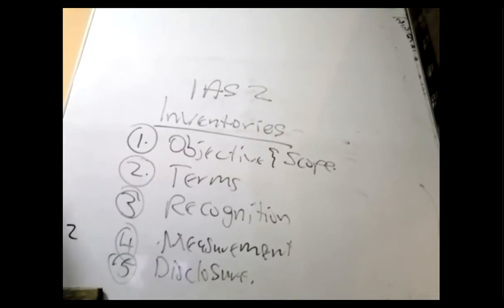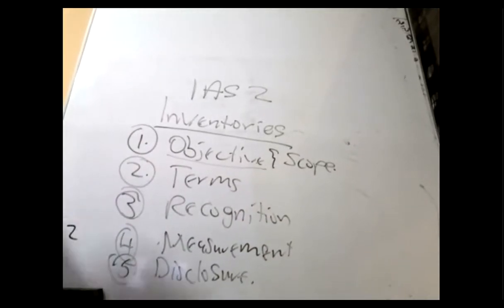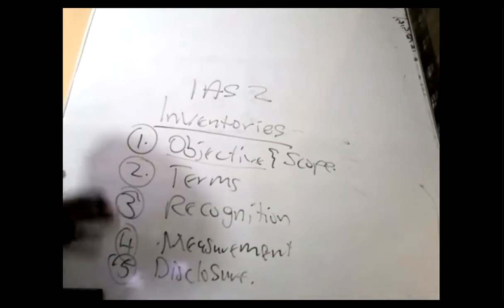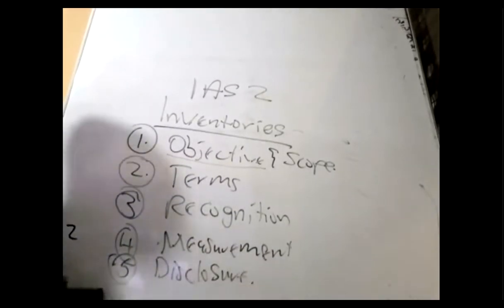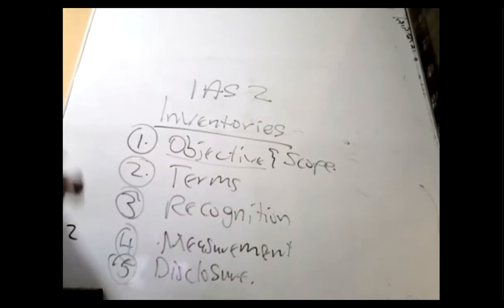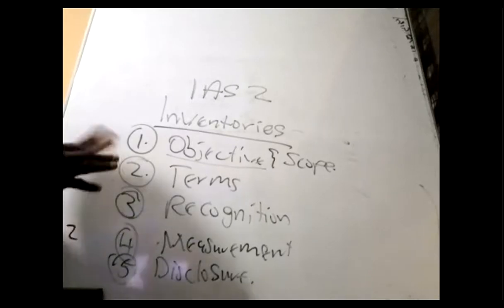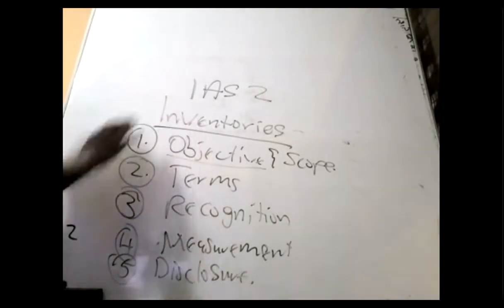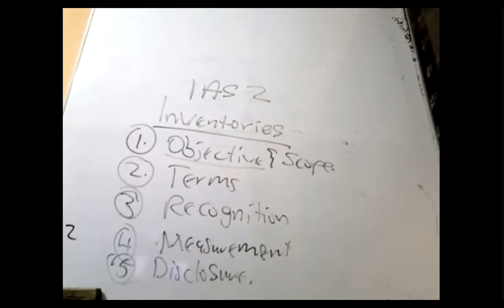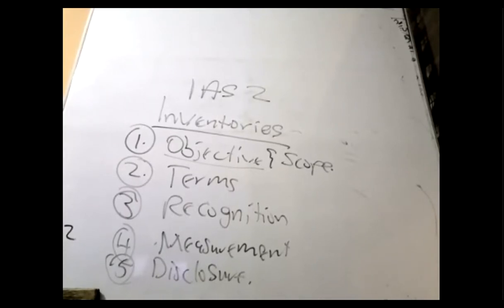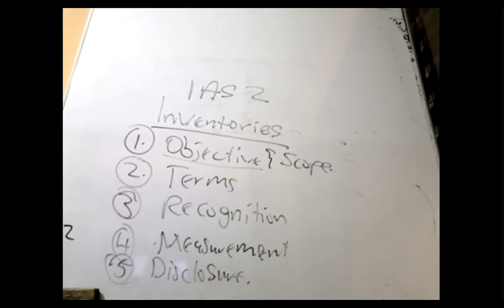Now, let me give you a general objective. The objective of every standard is to prescribe the correct accounting treatment of that standard. The standards look for specific treatment, or the standard treats a specific transaction. So all inventories are treated under IAS 2, except those covered in other standards. So in short, when they ask you for the objective of every standard, tell the examiner that the objective is to prescribe the correct accounting treatment of that item.